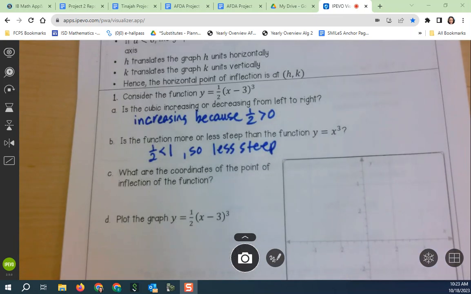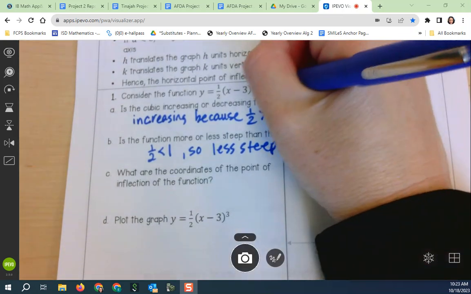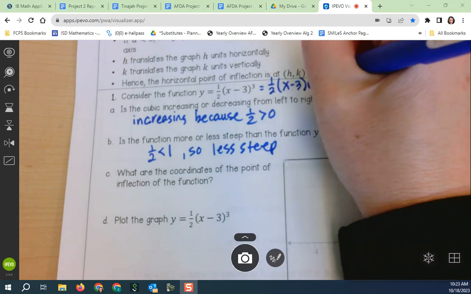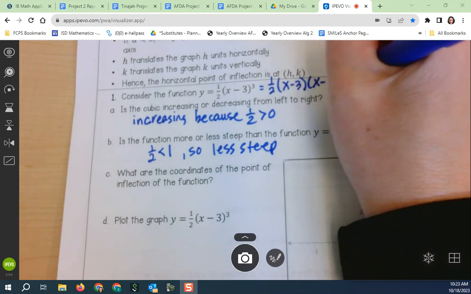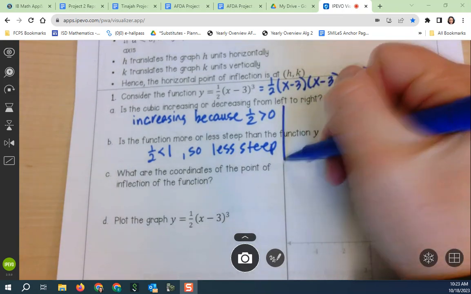All right, and then to find the coordinates of that point of inflection, that's when we need to multiply the whole thing out. So I'm going to write it out. Not really a whole lot of workspace here, unfortunately. Okay, I'm going to use a space over here.